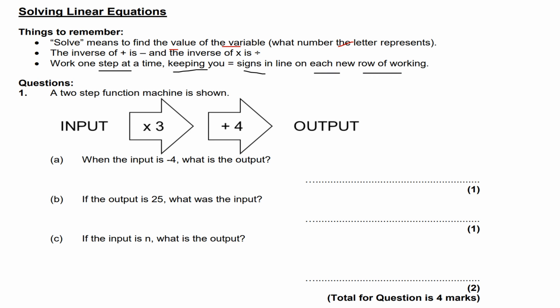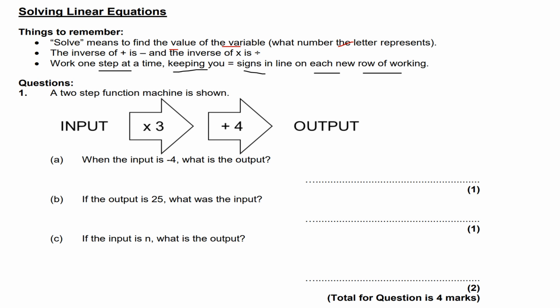The key takeaway is as follows. Whatever I do to one side, I must do the exact same to the other side to keep it in balance. So if I take away 2 on the left side, I take away 2 on the right side. If I times by 4 on the left side, I times by 4 on the right side. If I divide by 10 on the left side, I divide by 10 on the right side.